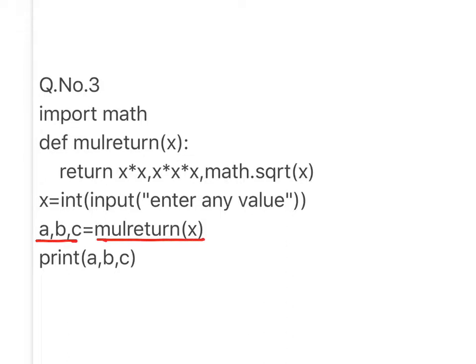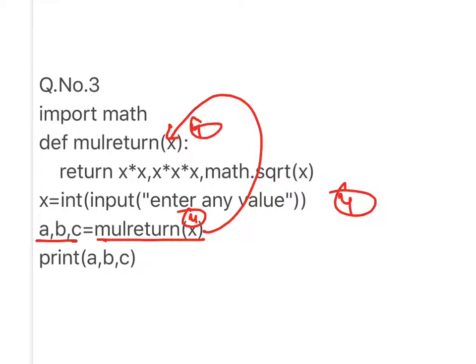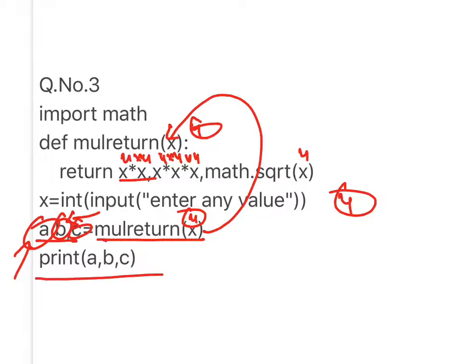What is the value of x? Suppose you have given the value of x as 4. So here it will be 4. This 4 will be passed to here, 4. Now what will happen? 4 into 4, 4 into 4 into 4, and sqrt of 4. So what will be the answer? 4 into 4, 16, 64, and 2. So first the square will be stored into A, the cube will be stored in B, and the square root will be stored in C. And then you have to print A, B, C.